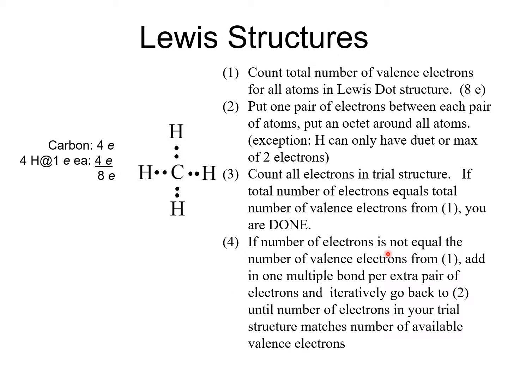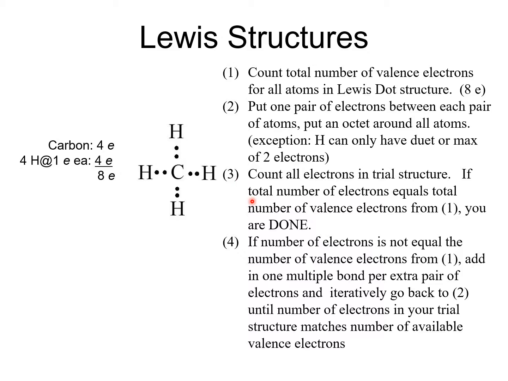If the number of electrons is not equal to the number of valence electrons from 1, then you add 1 multiple bond per extra pair of electrons, and you iteratively go back to 2. So you go back, put in a pair of electrons between each pair of atoms, put an octet around all the atoms, and so on. After you put in your multiple bond, you have to rearrange the atoms around, because when you put in a multiple bond, you've changed the octet situation. So you go back, and then you count the number of electrons.